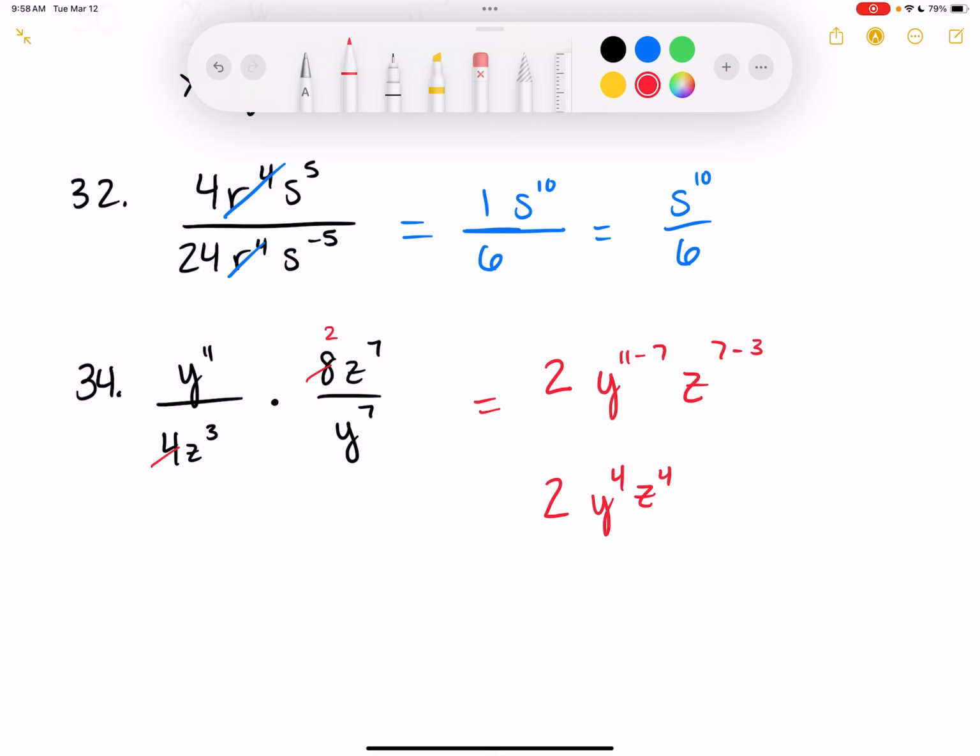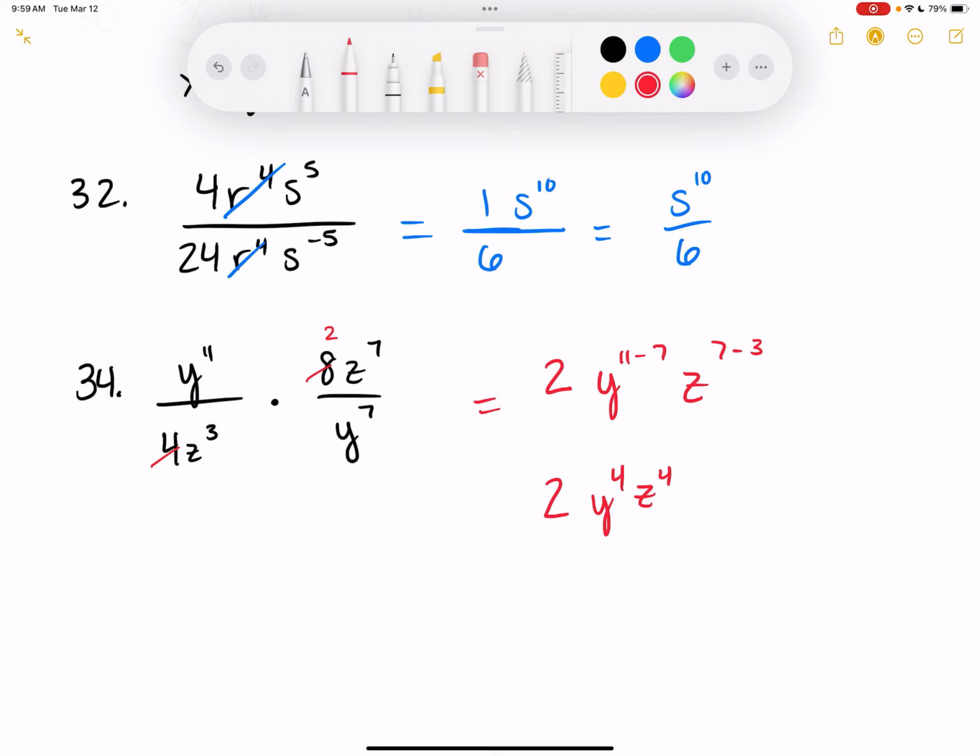But any exponent questions? Yes. How'd you subtract this for these? So this was a positive 3 on the bottom, so to move it, I have to change the sign of it.